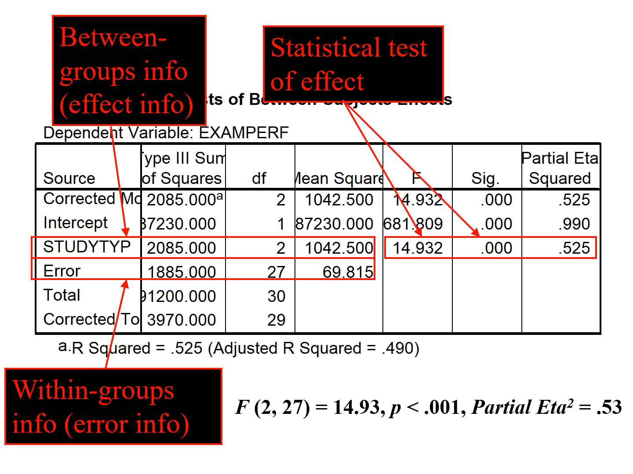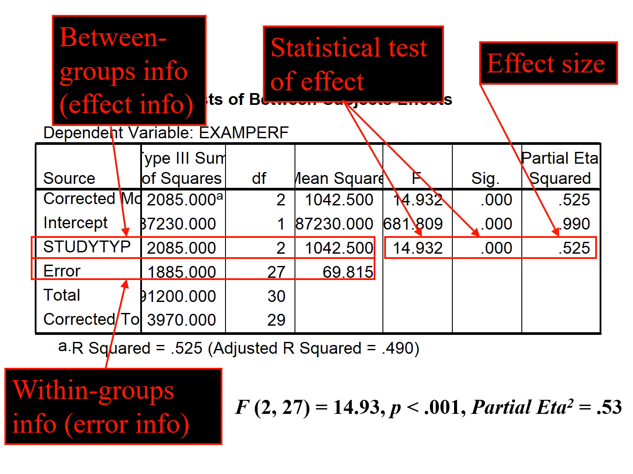Now, while we're on this table, I want you to think mathematically. We can also go backwards. F is being calculated by the mean squares, the column right before it. If we take 1042.5, which is the mean squares of study type, and divide it by the error, 69.815, that's where we get 14.932. And the mean squares is basically the sum of squares divided by the degrees of freedom.